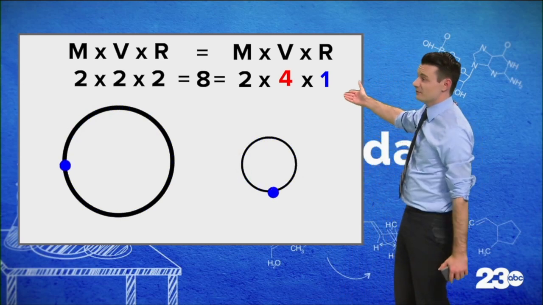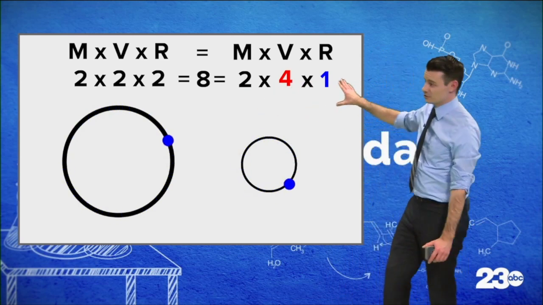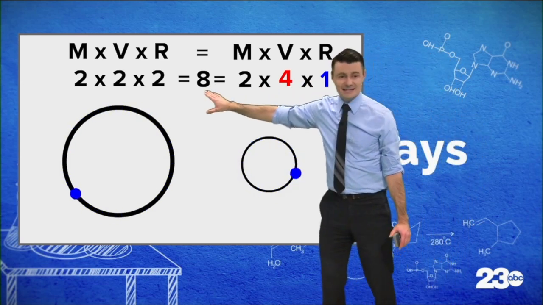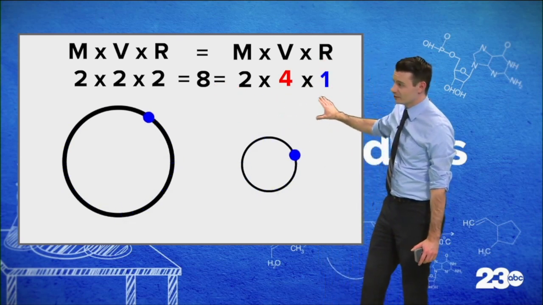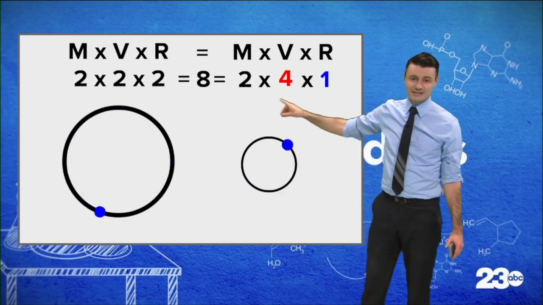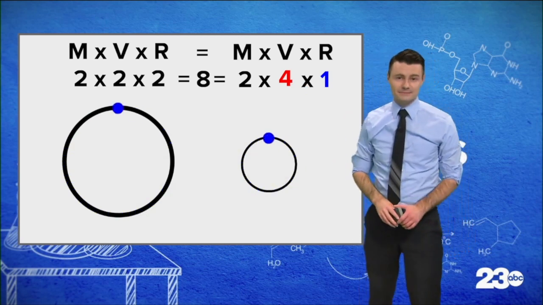So if you change any of those numbers, say you take that 2 and turn it into a 1, the value has to stay the same. So if we make the radius smaller, the velocity has to increase. That's conservation of angular momentum.